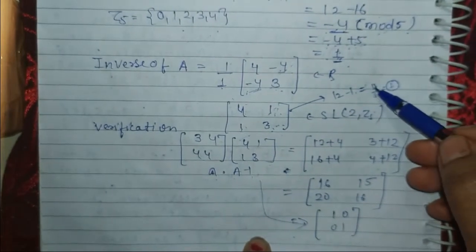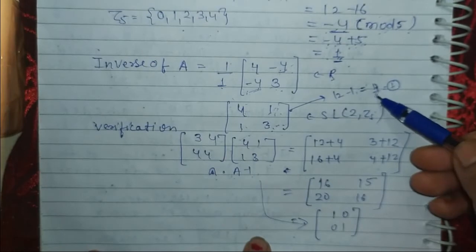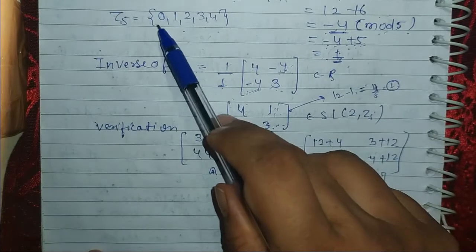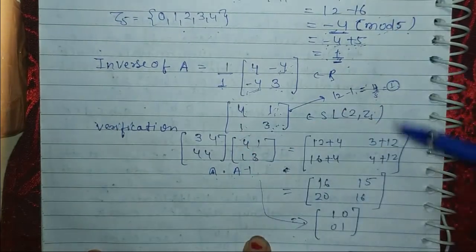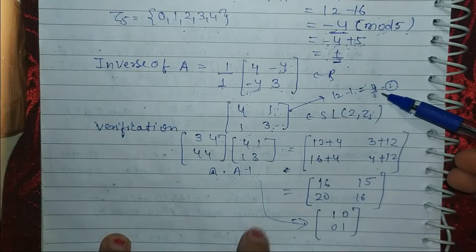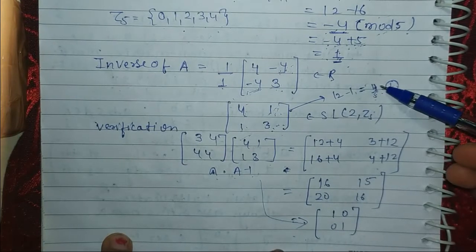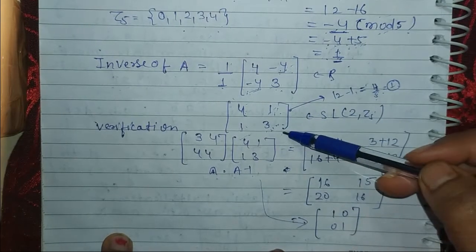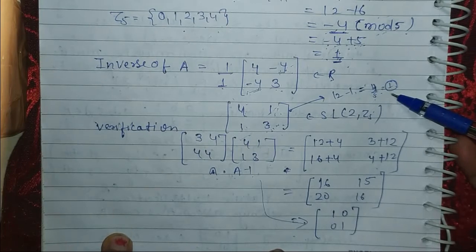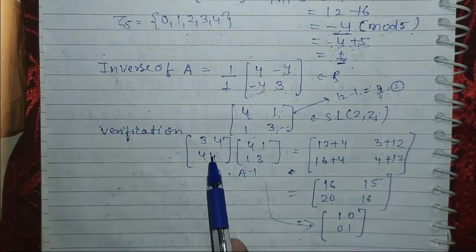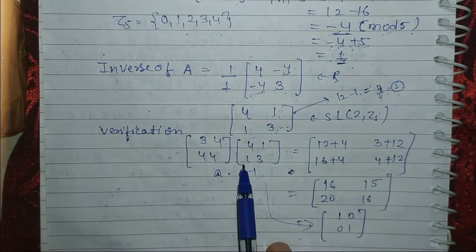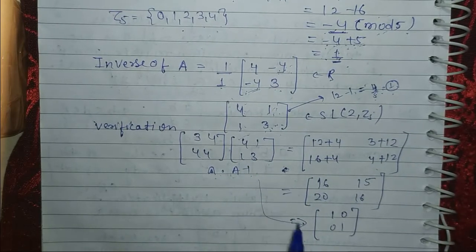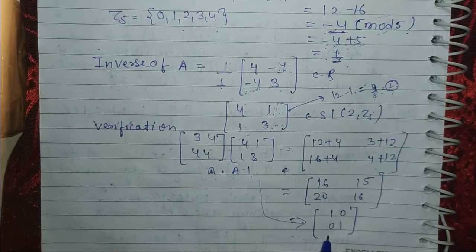Right? 11 is a positive number, but we apply the modulo, because 11 does not belong to our set. Our set elements are 0, 1, 2, 3 and 4. So this 11 does not belong to Z5. After applying mod 5, it gives the value 1. It means the determinant of the inverse matrix is also equal to 1. After verification, we can check this is the inverse of A. You can see when A and A inverse are multiplied, it gives the identity element.